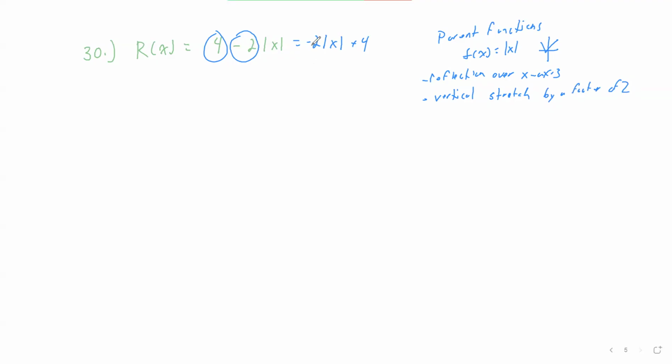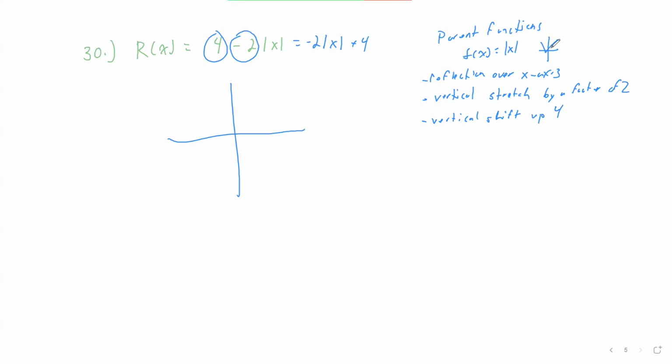So that takes care of those two things. And then I have the plus 4. So this is going to be a vertical shift up 4 units. All right, so I'm going to use all those facts. And again, I can see that I have to do any horizontal shifts, which I do not. Horizontal and vertical stretching. So I have a stretch of a factor of 2.